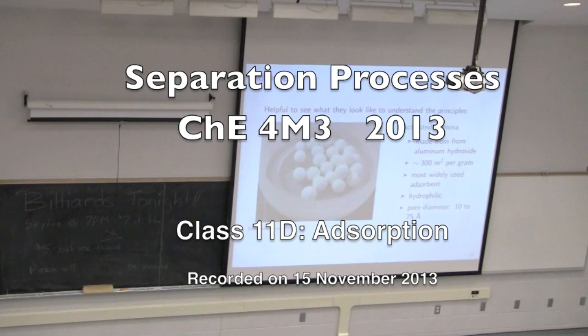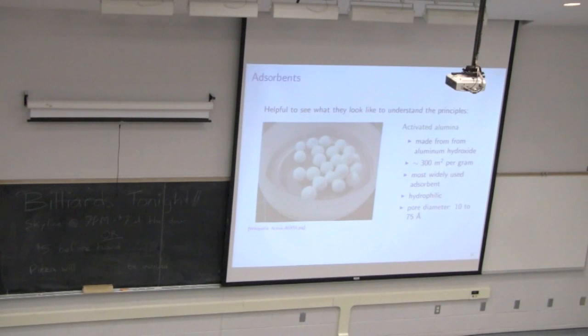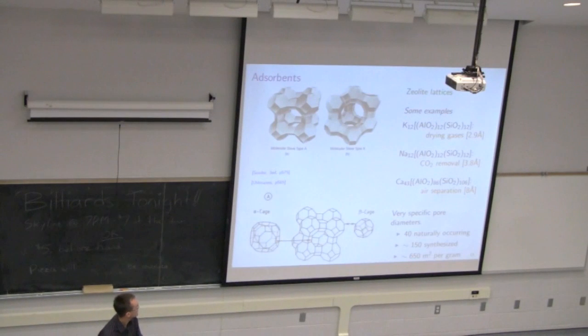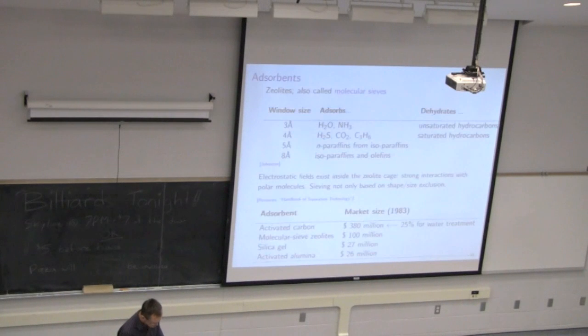Today we're going to look a little bit more at the equilibrium modeling of adsorbents. So how can we tell how much material we're loading onto some of those solids? Last time we had a few types. Here is an example of activated alumina. I showed you some pictures of activated carbon, which we passed around the class, and then zeolite, a very interesting type of adsorbent, very specific and very selective based on size, steric effects, as we'll call them.